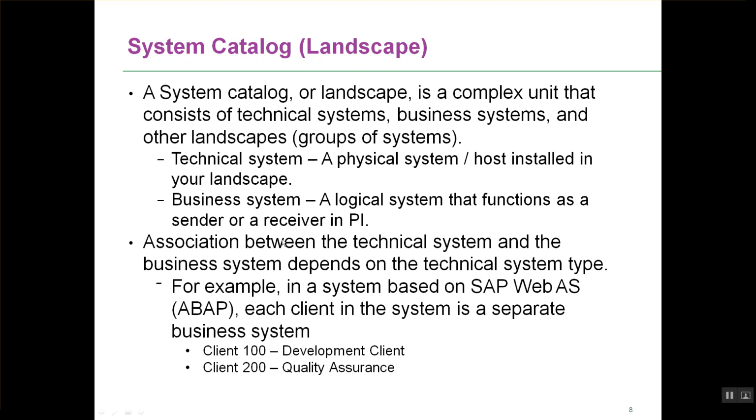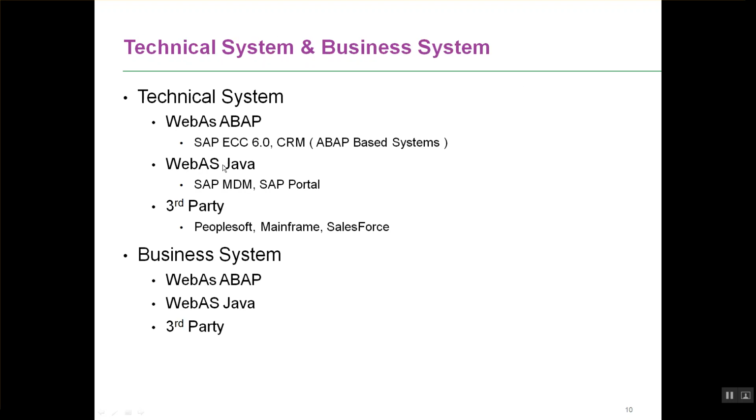Okay. The association between the technical system and a business system varies, right? If you're using a SAP web-based ABAP system, actually let me just take a pause here and talk about the different types of technical systems, right? There are multiple types of technical systems, which is probably here. Yeah, sorry, I'll go back to that slide. There are different types of technical systems, right? You will have a web-based ABAP technical system, a web-based Java technical system, and a third-party technical system.